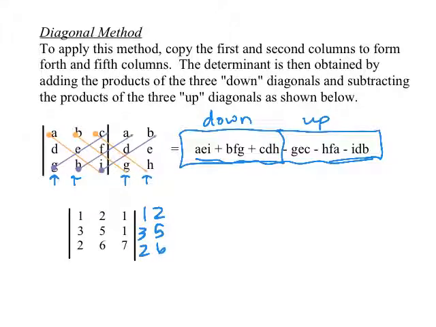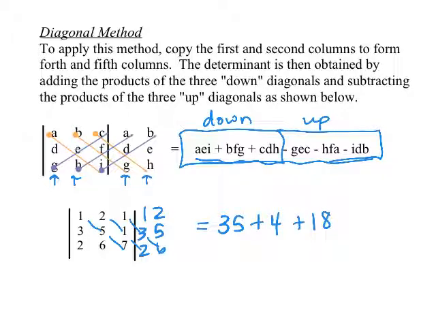All right, and now I'm going to look at my down diagonals. So I'm just going to put lines like that so that I don't override the numbers. So the first product is 35. The next product is 4, so we're adding these. And the last product is 18.